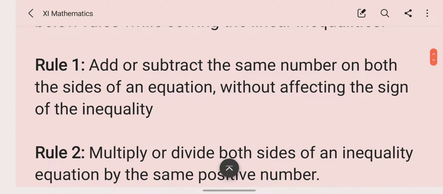Rule number 1: add or subtract the same number on both sides of an inequality without affecting the sign of the inequality. Likewise, the way you have studied in your previous classes, the rules for solving linear equations in one variable or two variables. In both cases, we used to add or subtract any non-zero number to both sides. The equation never changes, isn't it? You can add, subtract, multiply, divide. All four operations can be performed on that equation.